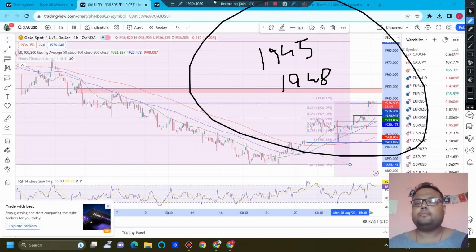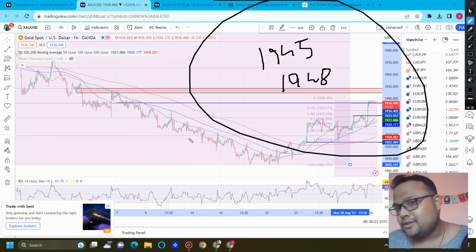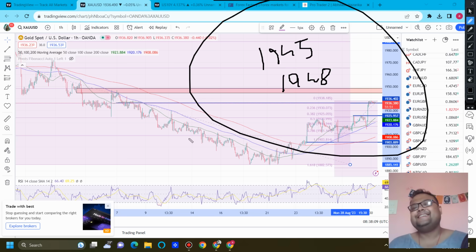So if the market breaks the 1939, 1940 level, and if the market looks bullish, with proper risk management you can go for a buy. Yes, with proper risk management, because there can be a danger of false breakout also. So go for a buy above it, and you can look for a trade of 50 to 60 pips, not 40 pips. And around the 1945-48 level, we have the next set of sellers present around the area.